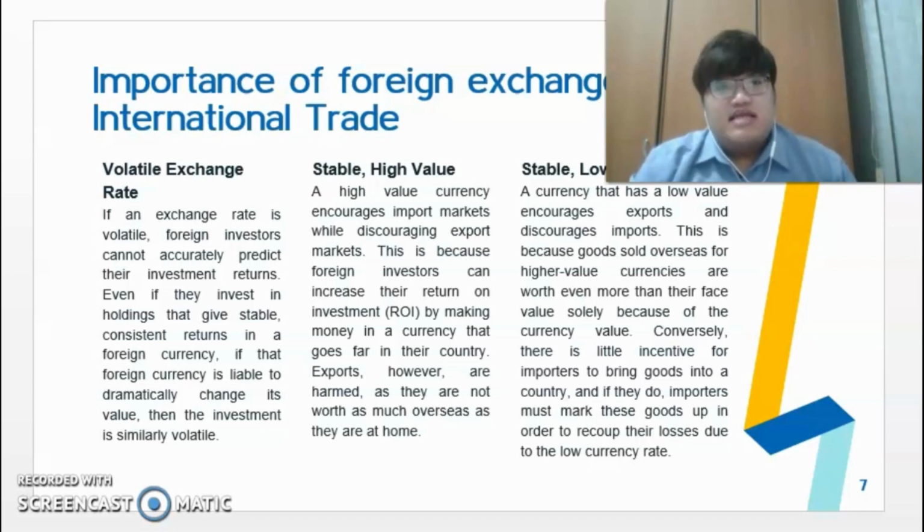The next is a stable and low value. A currency that has a low value encourages exports and discourages imports. This is because goods sold overseas for a higher value currency are worth even more than their face value. Conversely, there is little incentive for importers to bring goods into a country, and if they do, importers must mark the goods up in order to recover their losses due to the low currency.